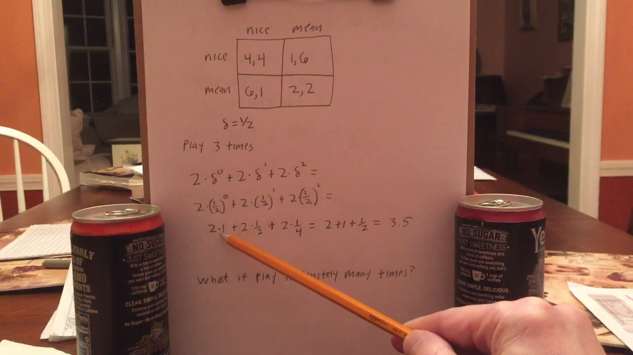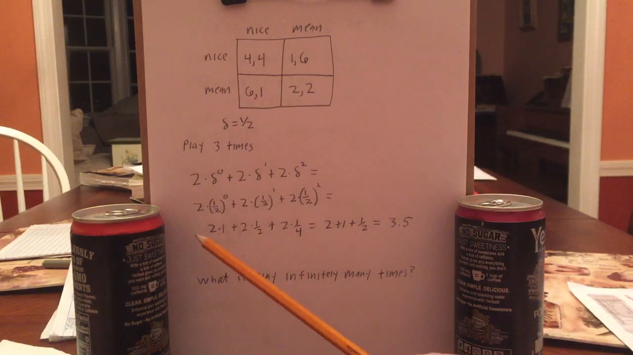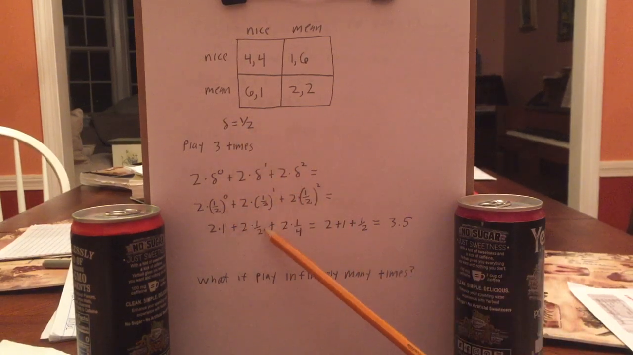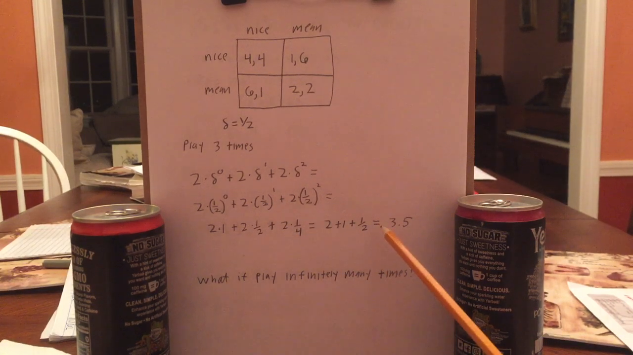2 times 1, 2 times 1/2, 2 times 1/4. And this just represents that the 2 you get right now is just worth 2 to you. The discounted present value of getting 2 a period from now is 2 times 1/2. If delta is 1/2, it's half as much. And then if it's 2 periods from now, you do the half twice, so it's 1/4, and that comes out to be 3.5.